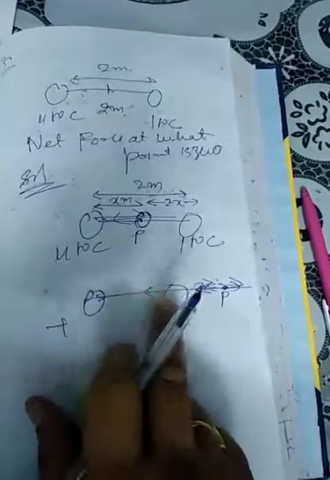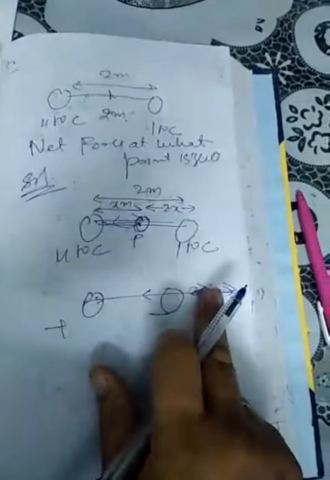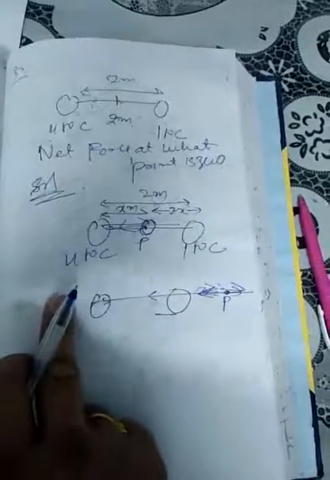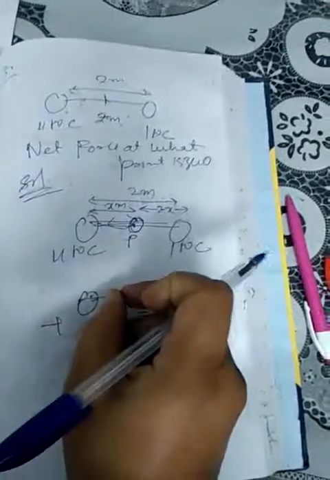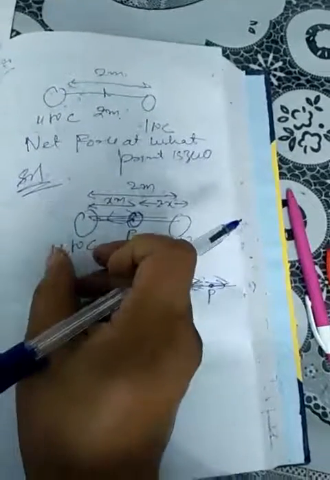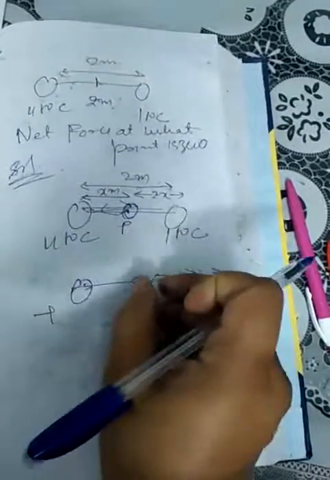If this magnitude is larger and this value is smaller, then the point should be here. But if this value is smaller and this is larger, then the point should be here. If they are of the same charges, the point can be anywhere depending on the magnitude of the charge. If the magnitude is larger, it will be closer to this one, and if it is smaller, it is closer to the other one.